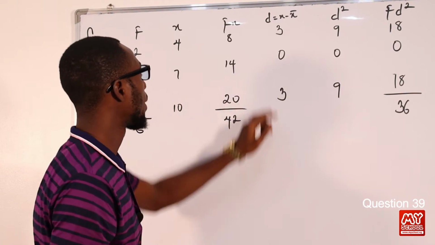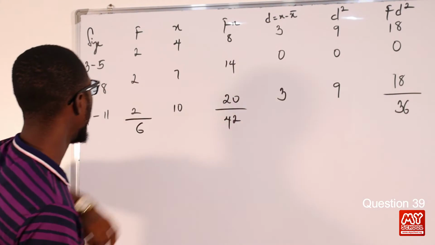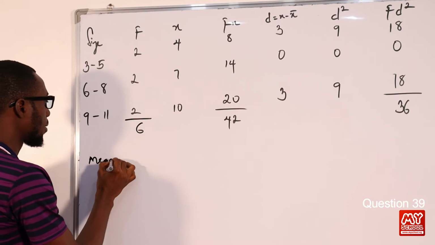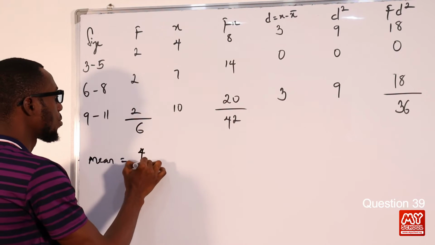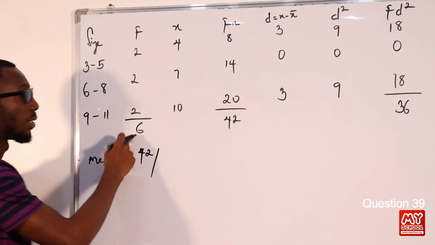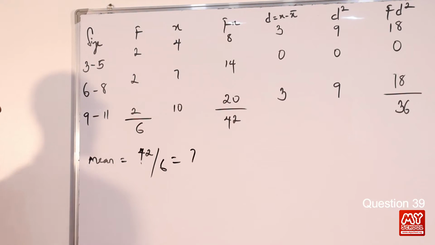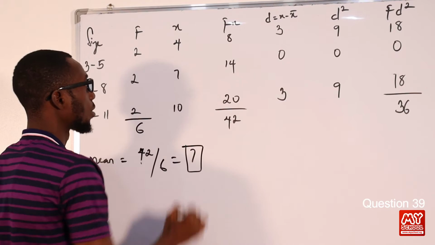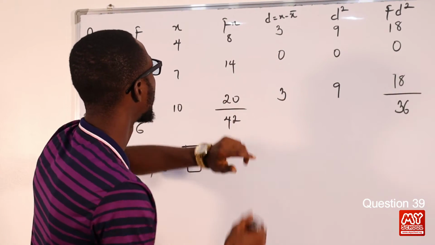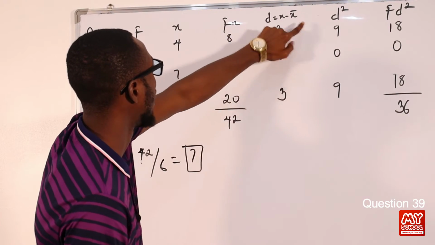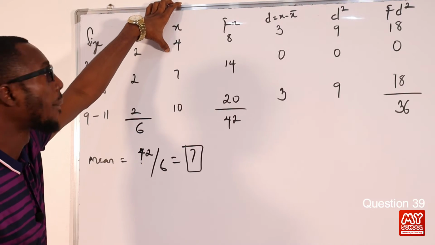Very easy. So we have x minus the mean. What's the mean here? Remember, mean is the summation of fx, which is 42, over the summation of f, which is 6. That is 7, since 6 times 7 is 42. So just know that the mean we are looking for is 7. Let's work around this. We said x minus the mean, where the mean is 7. So our x, that is 4 minus 7.